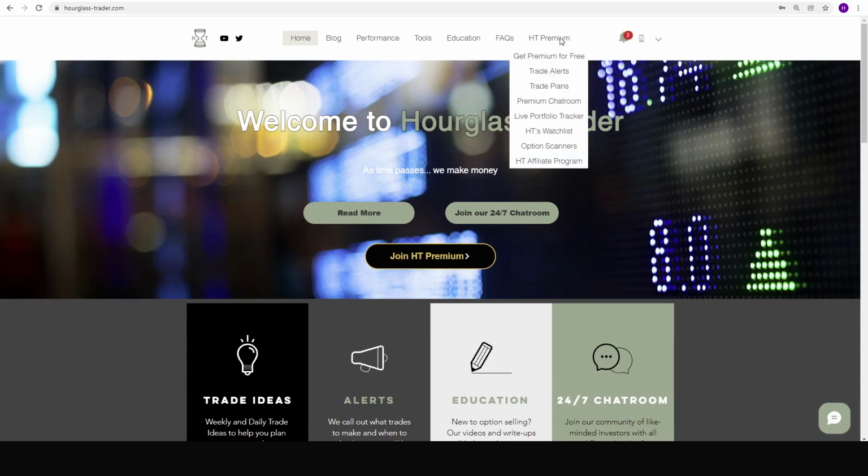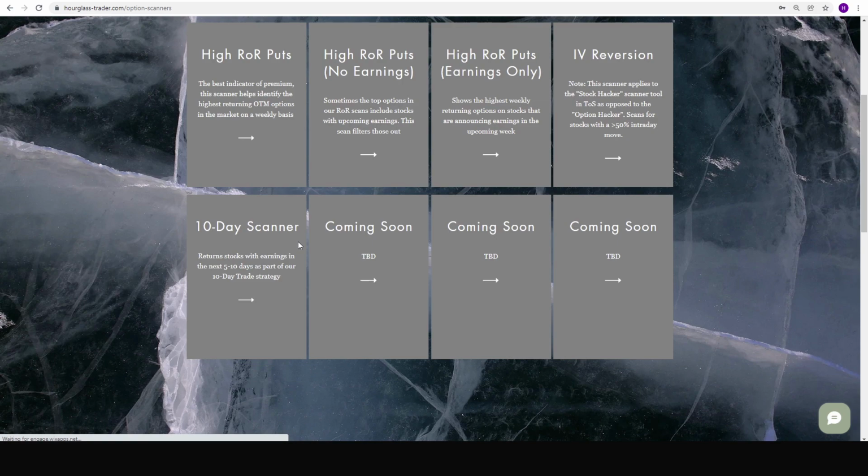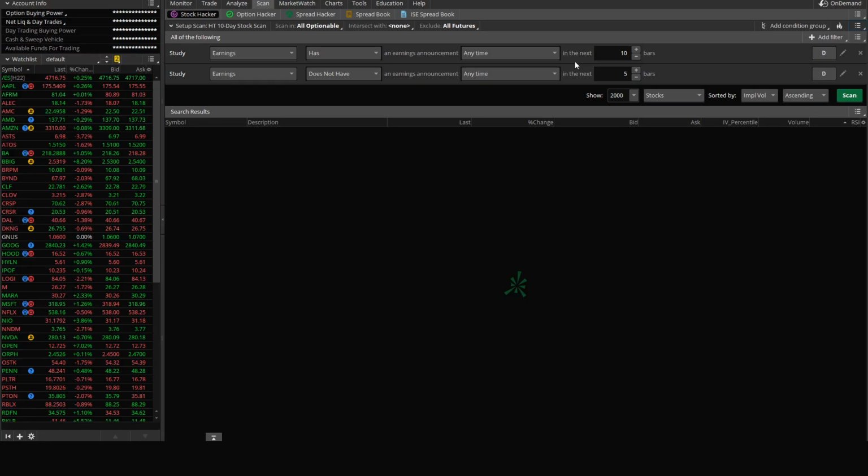You could also find that and import it into your Thinkorswim scan module by going to our website and navigating to the option scanners page. If you scan down, you're going to see it right there, the 10-day scanner with the link on the arrow. Again, it's not that complex of a scan, so you don't need to use Thinkorswim. You could just quickly rebuild it using whatever scanning tool you use to have these 2 parameters in there.